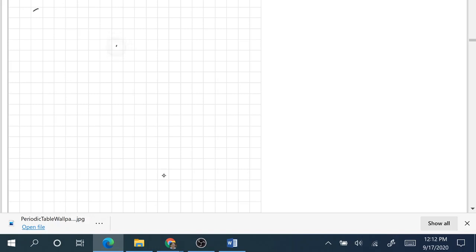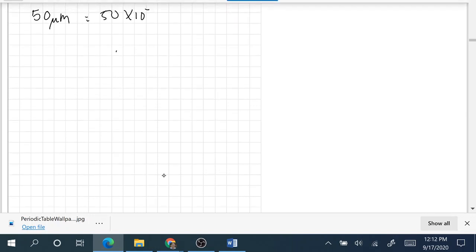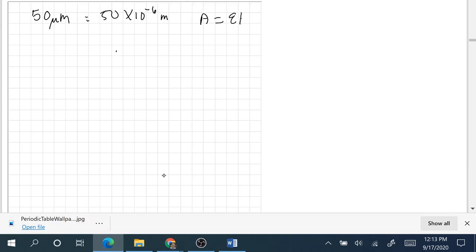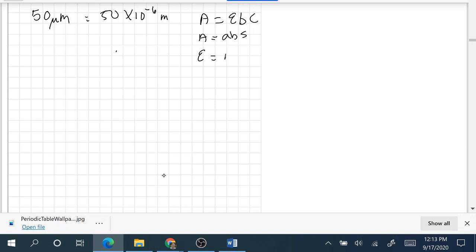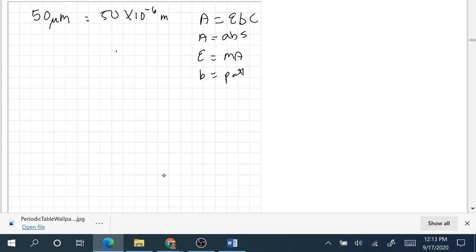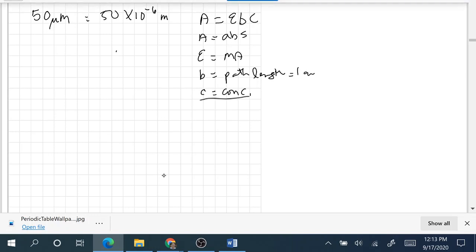So we have a 50 micromolar solution, which is equal to 50 times 10 to the -6 molar. Okay, we know Beer's law, A is equal to epsilon B C, where A is equal to the absorbance, epsilon is equal to the molar absorptivity, B is equal to the path length, which we are told is equal to 1 centimeter in this problem, and C is equal to the concentration, which is what we need to find first.